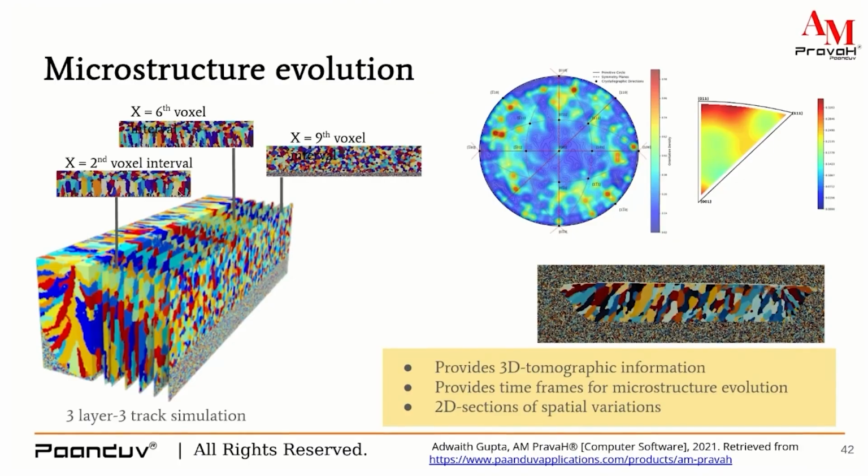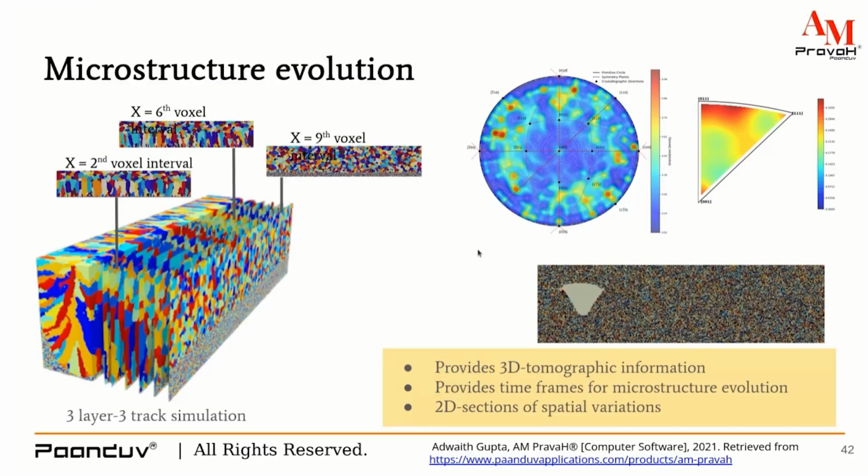So, in a nutshell, what can PravaH do in metal additive manufacturing? It can solve the melt pool dynamics effectively for these processes. It can predict the microstructure evolution with dynamic temperature gradients. It can estimate the crystallographic information and the grain sizes, and these grain sizes you can correlate with the analytical equations, which is Hall-Petch equations, which will be covered in tomorrow's first session, and they will take you to the mechanical properties of the build part.